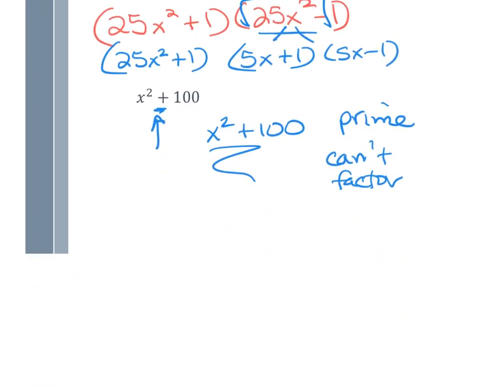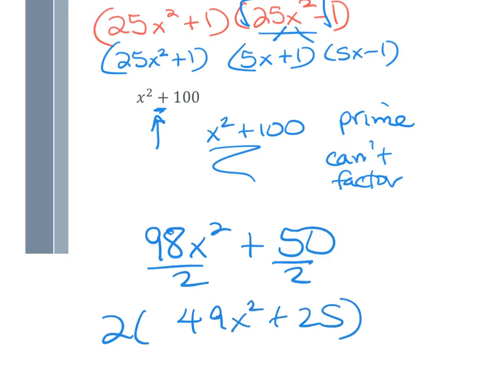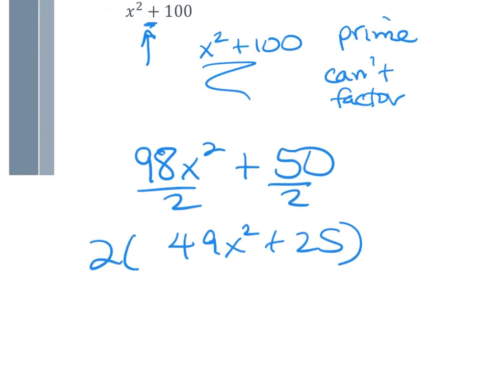Now, what if I gave you, and I know I did this at the beginning, what if I said it was 98x squared plus 50? What could I do with this one? Divide by 2. I could pull a GCF out. Everybody see that? Now, once I do that, look what remains. Can I keep going? No, because it's a plus sign. At first glance, you're going to think, oh, 49 is a perfect square, 25 is a perfect square, but I cannot go on because this is a plus sign. So I would stop right here.